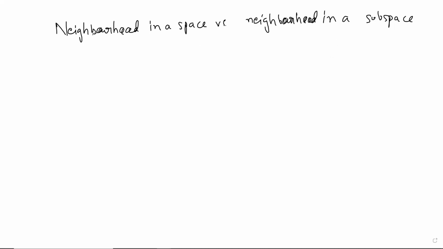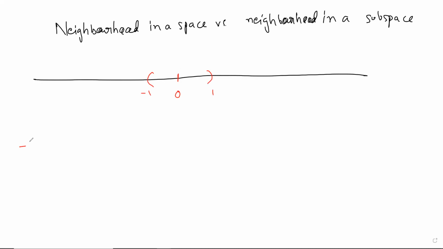So this point about neighborhood in a space versus neighborhood in a subspace. What do I mean here? Let's take it very basic. Say we are on the real line. If you take (-1, 1), it is an open neighborhood in R, obviously.